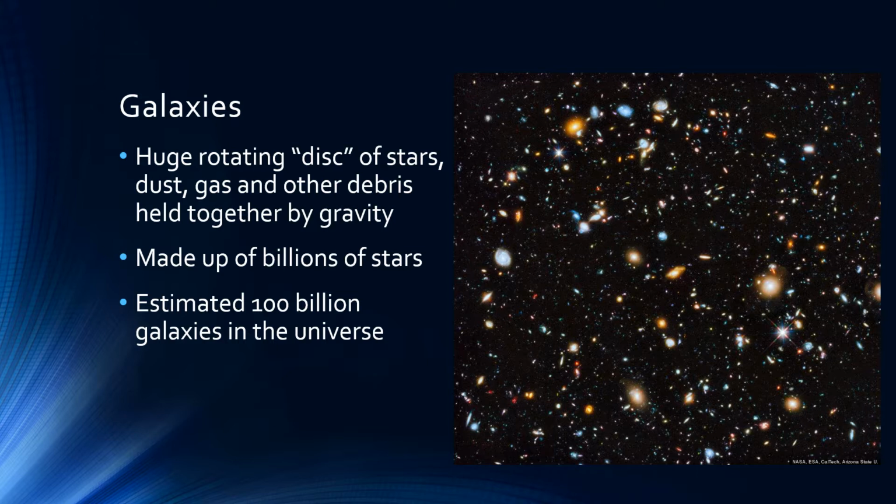When we look at our galaxies, all a galaxy is, is a huge rotating disk of stars, dust, gas, and other debris that's all held together with gravity. Usually at the center of our galaxy, we're going to find a black hole. Around that, we're going to have billions of stars. At this point in time, it's estimated that there's about 100 billion galaxies in the universe.